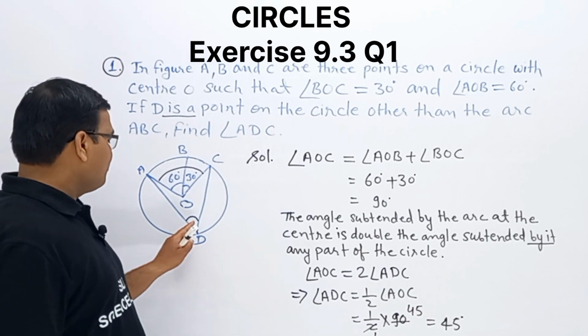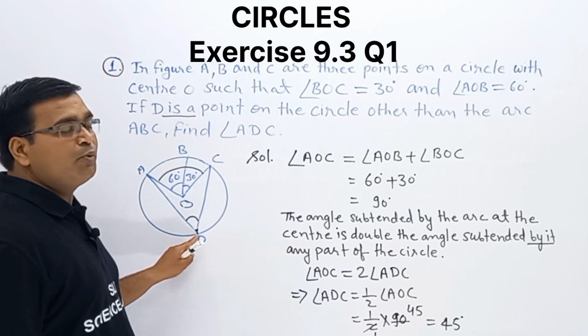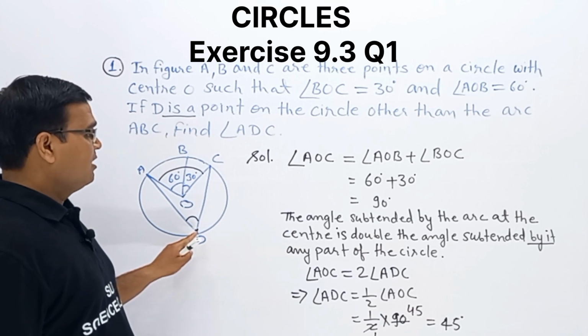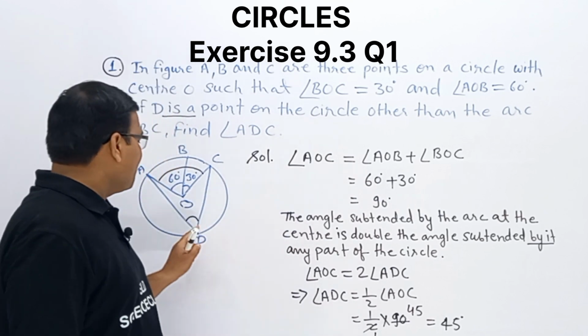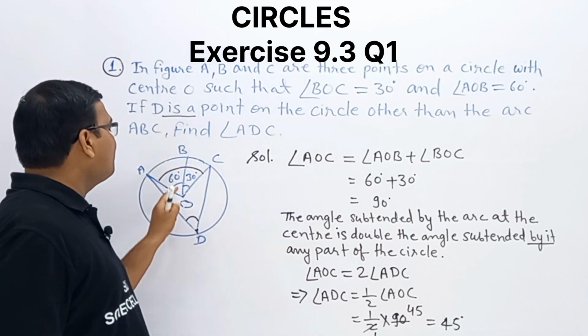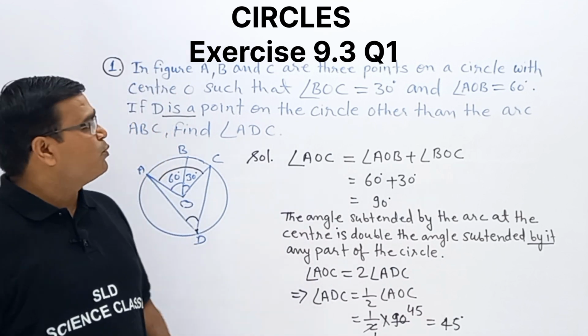Clear? So we want angle ADC. This point D is at the circumference, at any part of the circle. So angle ADC will be half of this one. So we get 45 degrees, and this is the required answer.